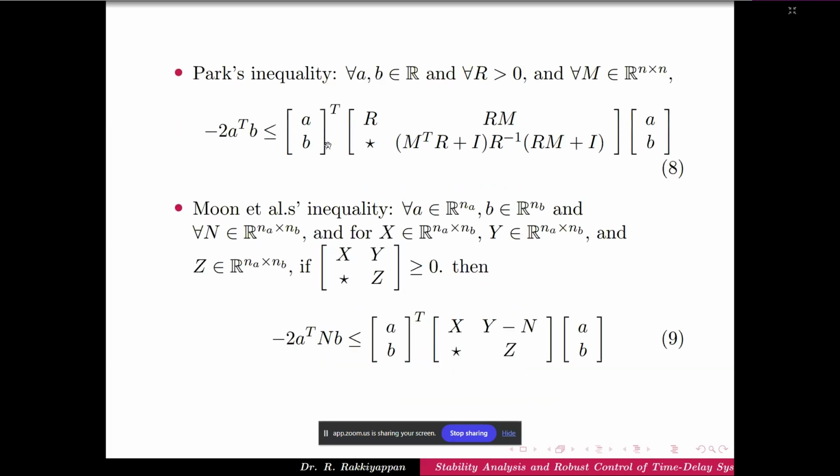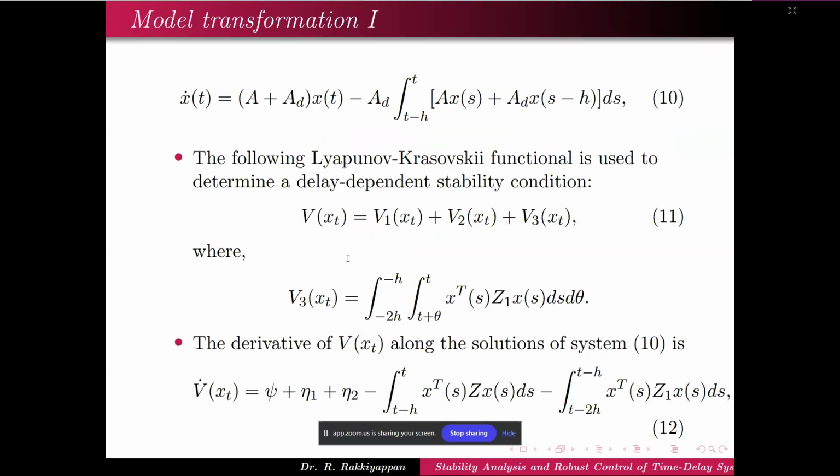Then we have another interesting inequality which was introduced in 2002 by Jung Moon Park. He is a Korean mathematician, and he introduced an inequality which is nothing but Park's inequality. Also in 2003 itself, another inequality was introduced by Moon et al., and this inequality is called Moon's inequality. With this, we have 4 kinds of model transformations.